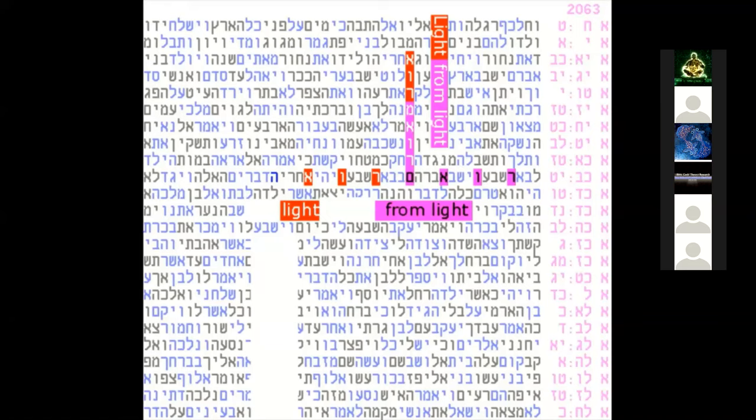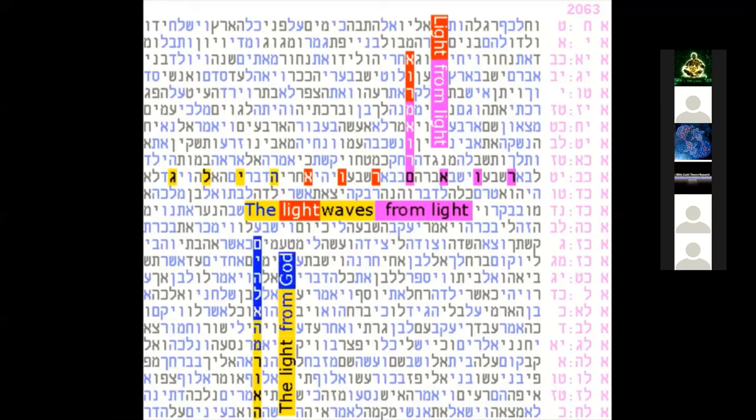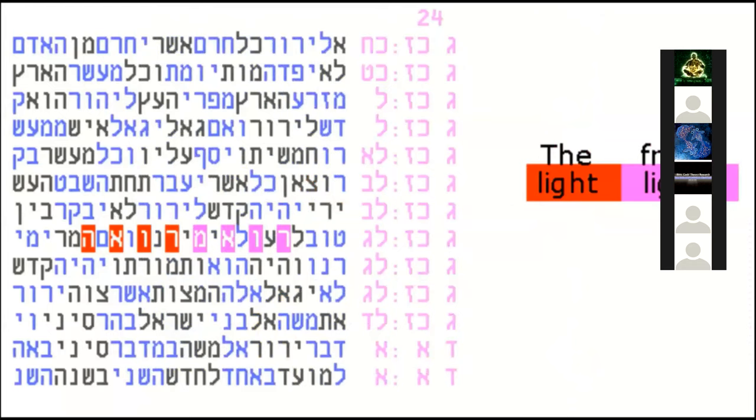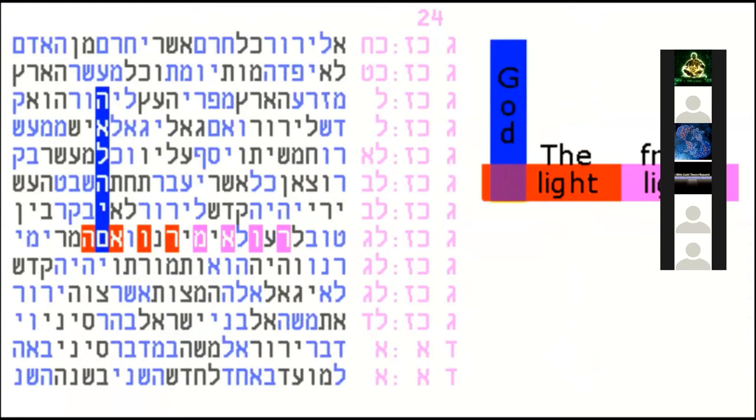So Nachum Bambach, one of our colleagues, found light from light crossing itself in a very interesting pattern. Waves of light is the continuation. Light appearing again, not yet interesting, but look at that continuation, the light from God. Seven letters continuing right there. Another place with a skip of only two, the light from light, with the word God vertically, with the words God formed the light from light, which is what the sages tell us.